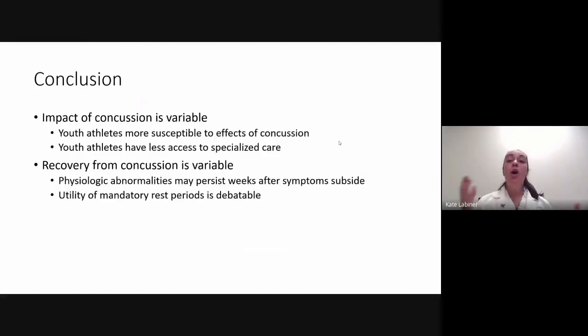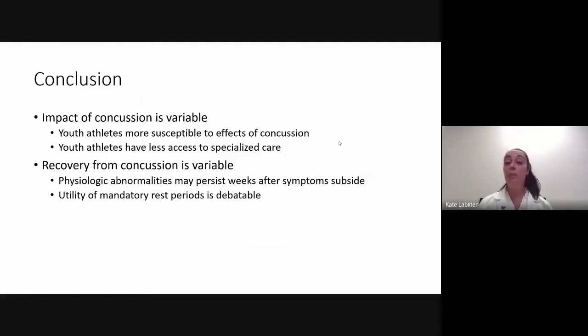So ultimately, what do we know? The impact of concussions is variable. We know that young athletes especially are more susceptible to the effects of their concussion, and they're also going to have less access to specialized care. Obviously, if you're in the NFL, you have access to anything you like, right? And can pay for any specialist that you need. That's not always true for our younger kids. And also, it may not be as easy, right? Because you can't just take yourself to the doctor.